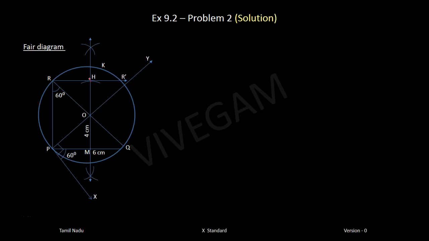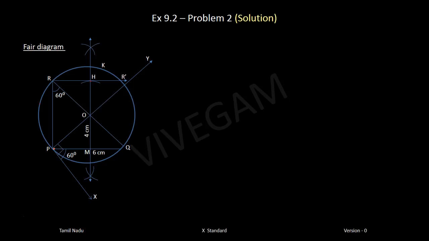Only thing is that this is the additional step. So with M as a center and radius of 4 centimeter, draw an arc cutting the perpendicular bisector. It cuts at a point H, and draw a line parallel to PQ passing through this H, and that will cut the circle at 2 points R and R complement or R dash. So the triangle is PRQ or PR dash Q.